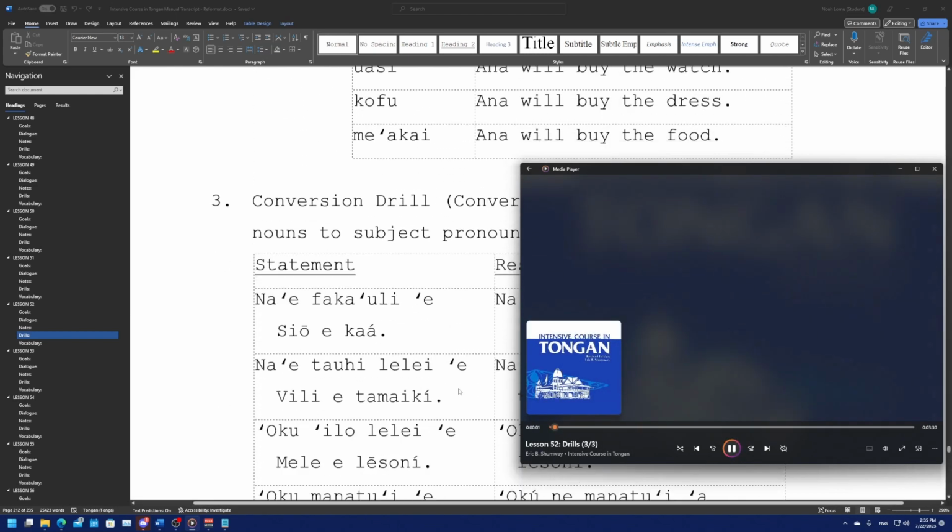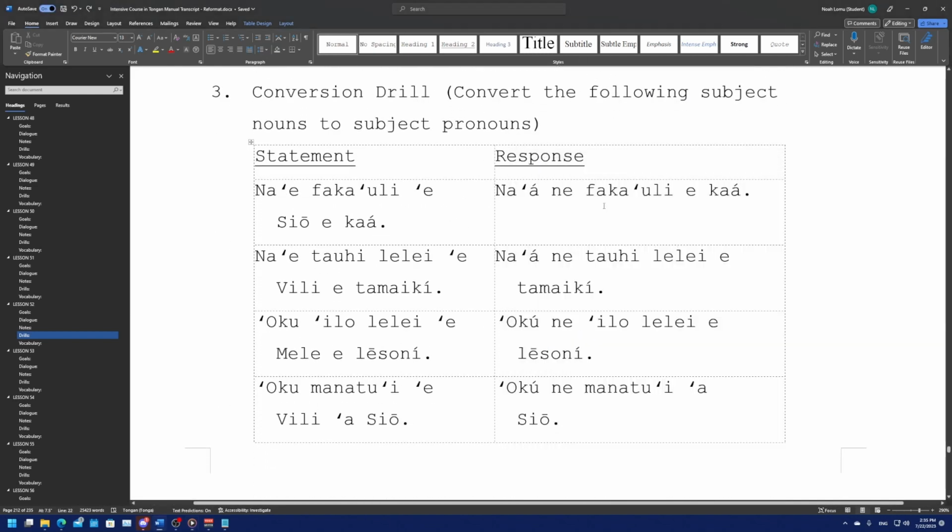Lesoni ni maua drills. Conversion drill. Convert the following subject nouns to subject pronouns.